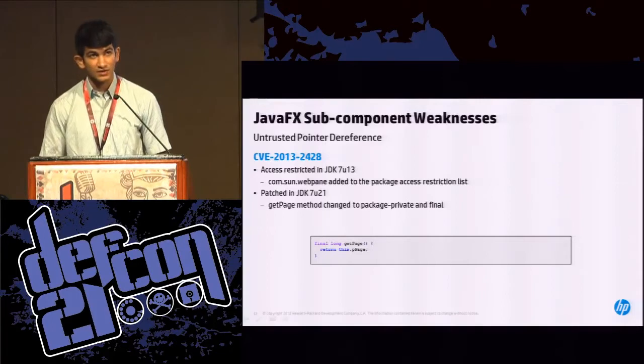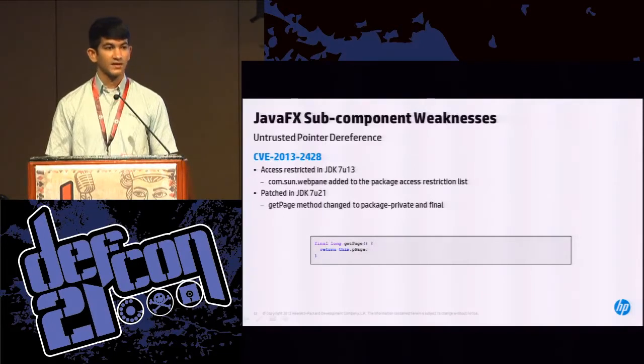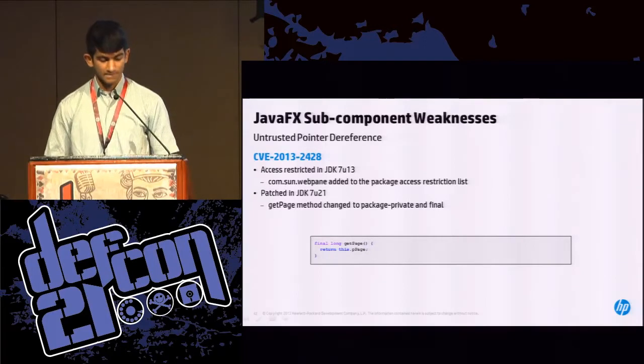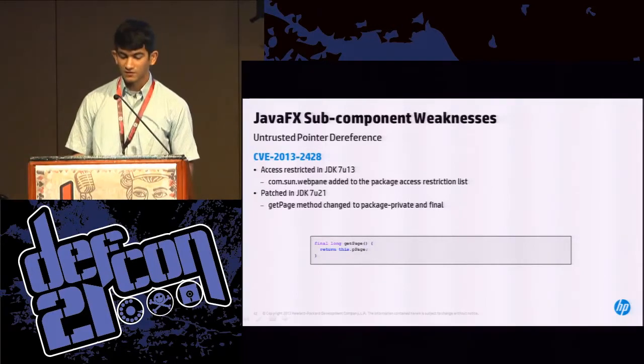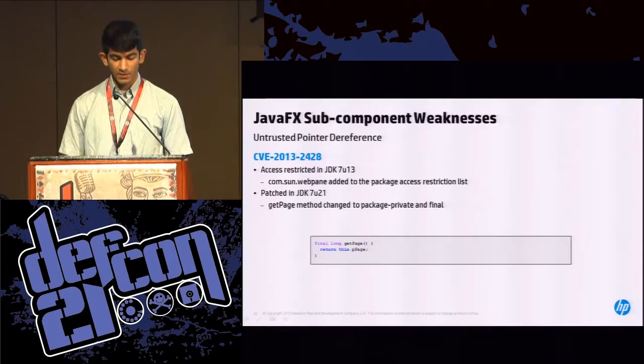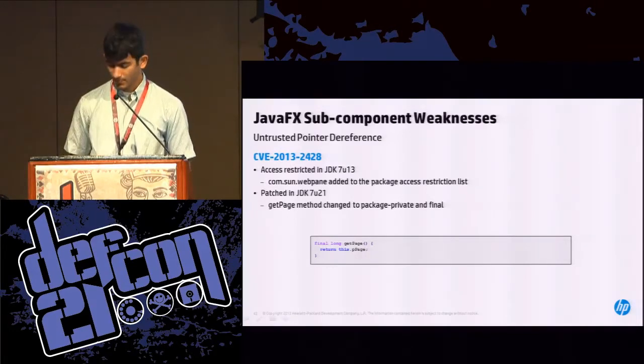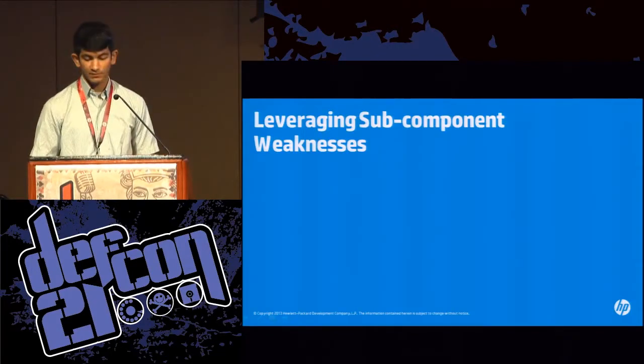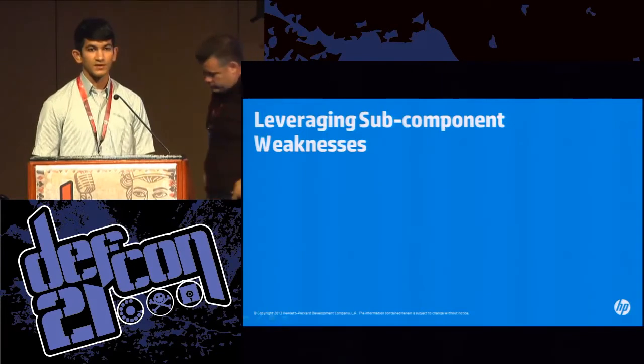There's also a package definition restriction list, and that also contains the same thing. In fact, Brian will go into that a little later. They then properly patched this in JDK 7 update 21 by making the getPage method package private and final. And with that, I'm going to turn it back over to Brian so that he can go over Pwn2Own and how these are utilized in the threat landscape.